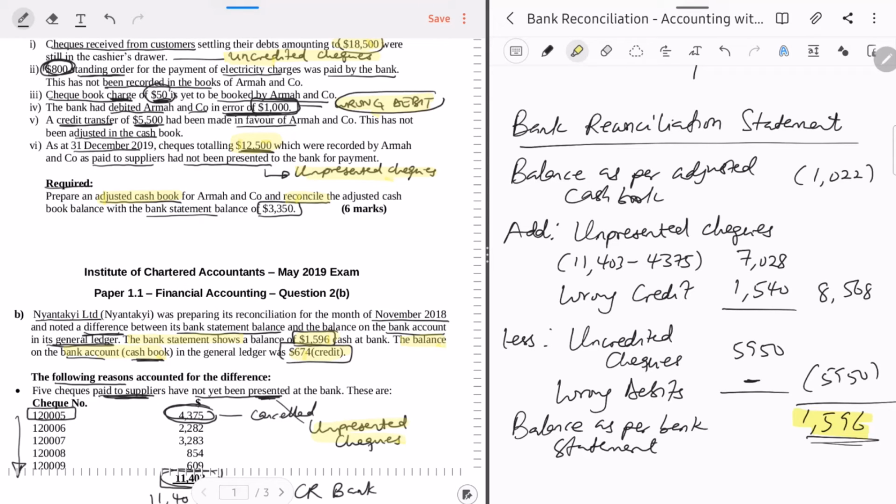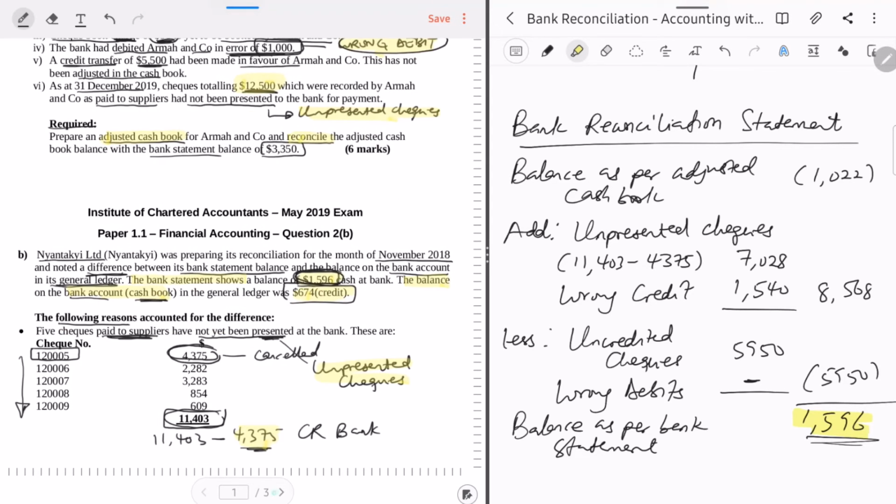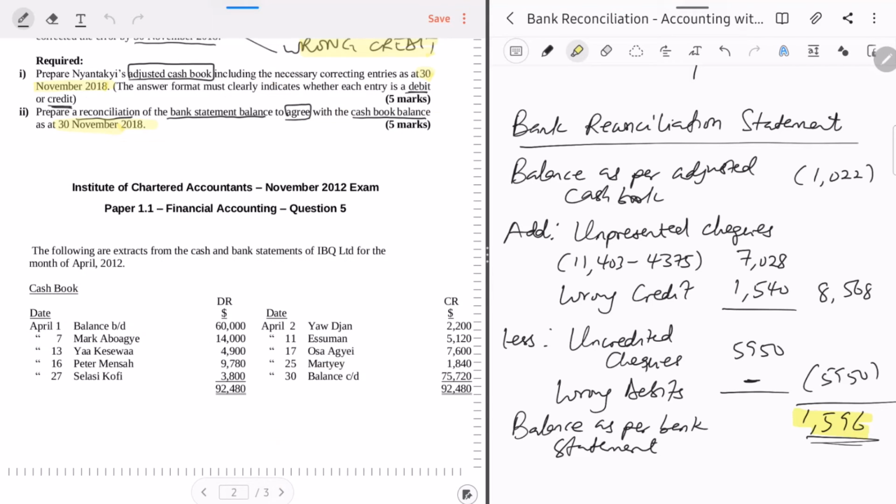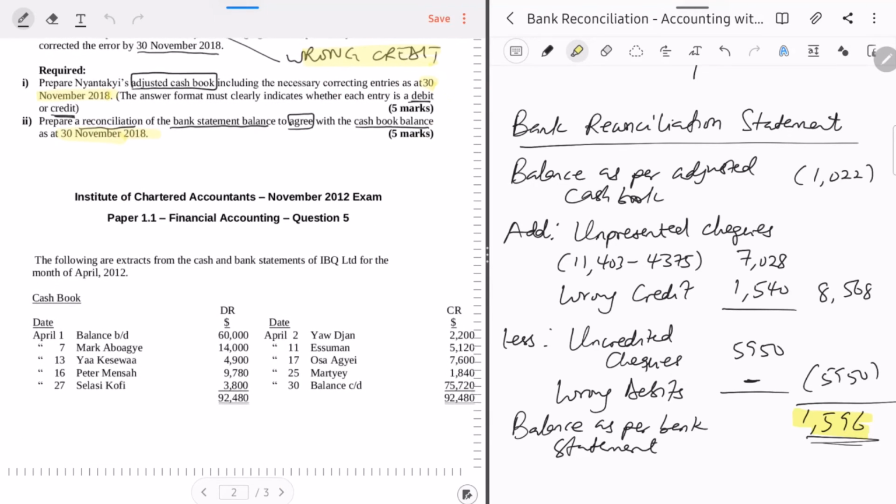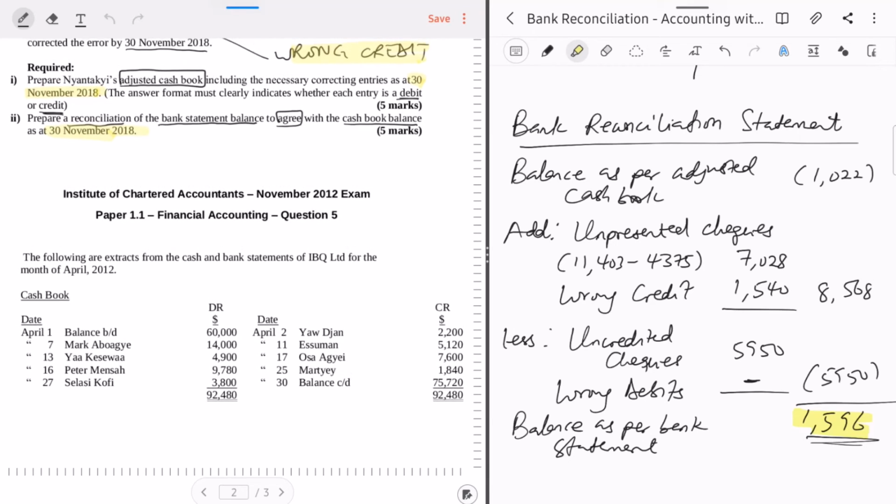I am not done with you. One last question. This one takes a different twist. And I promise you, like I said, nothing on this earth can beat you when it comes to bank reconciliation statement. So we've done this as well. Last question to go. And yeah, this is it. So let's do this one too.